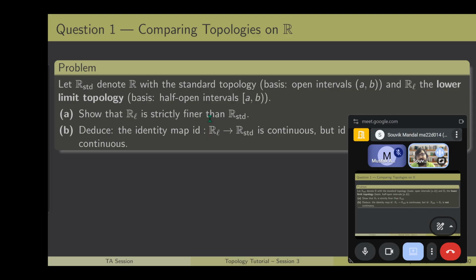Basically, for the first problem, you need to show that the lower limit topology is strictly finer than the standard topology. That is, you need to consider an open set U in the standard topology and show that it is open in the lower limit topology. Please think about it and let me know. It should be done from the very first principles of topology. Please take your time.